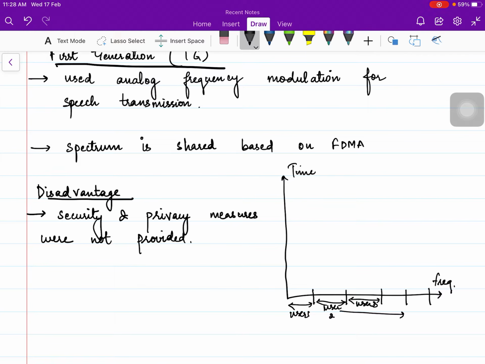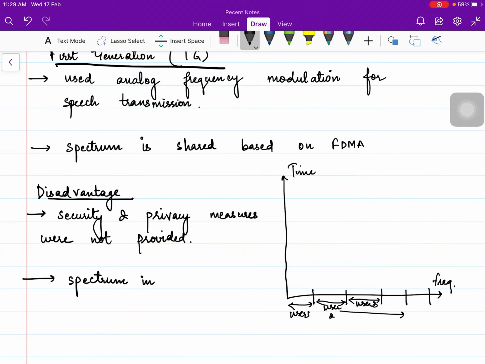The second disadvantage is that, for example, user 1 is not transmitting any data. This particular band has been allotted to user 1 for the whole time period. If user 1 is not transmitting any data in that time period, that particular spectrum is completely a waste. So here spectrum inefficiency will be there. This is called spectrum inefficiency.